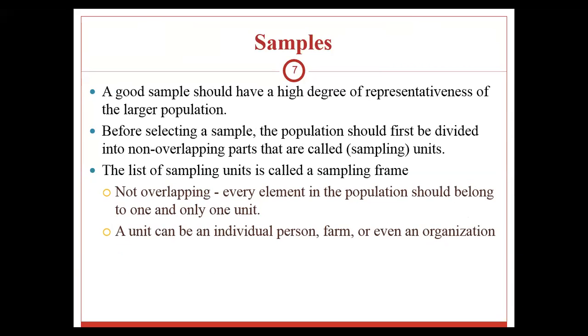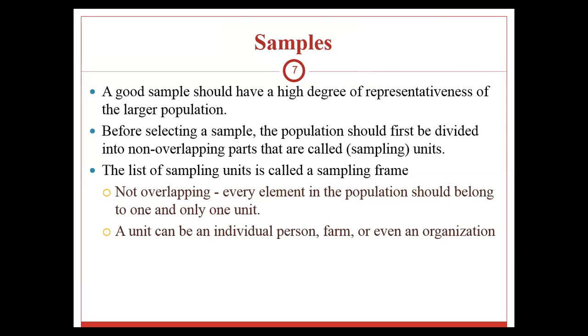Before selecting a sample, the population should first be divided into non-overlapping parts that are called units or sampling units. Then a list is made of these non-overlapping parts, or sampling units, and that is called a sampling frame. What do we mean by non-overlapping? We mean that every element in the population should belong to one and only one unit.